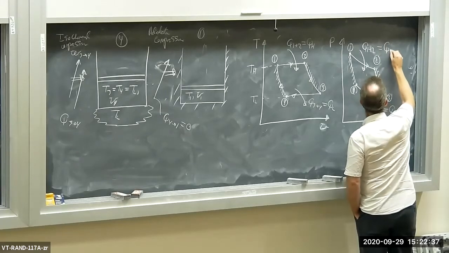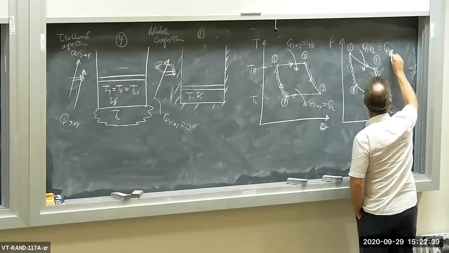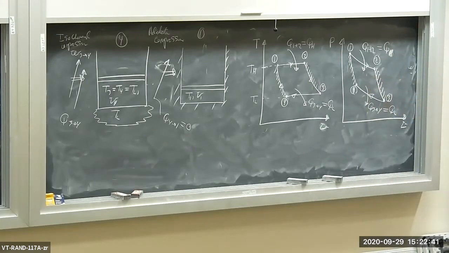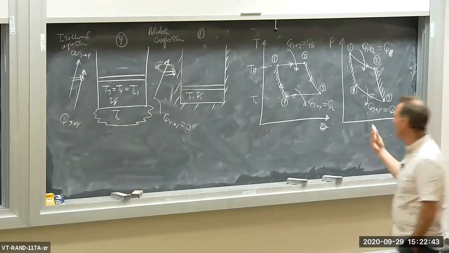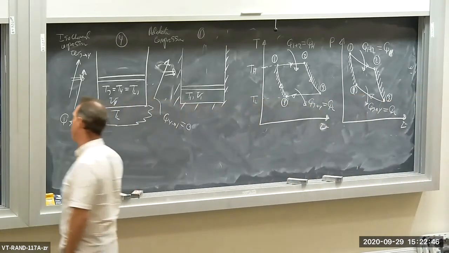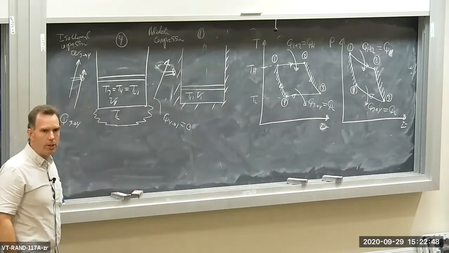Just to indicate where the heat is coming from or where it's going, the high temperature or the low temperature reservoir. So in the place of Q1 to 2 and 3 to 4, you can indicate Q high and Q low.